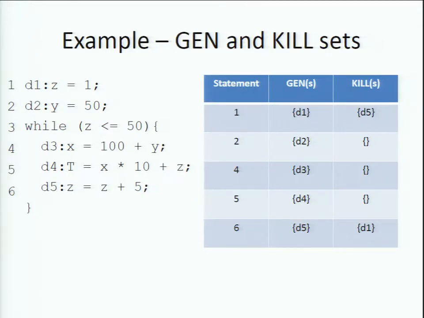Now the kill set will be the definitions of the same variable which is being assigned by that definition. For example, statement 1 assigns z, so I look at all the other definitions of z, which is d5. So statement 1 is going to kill definition d5. Similarly, statement 6 is going to kill definition d1, and for all the other statements the kill set is empty.